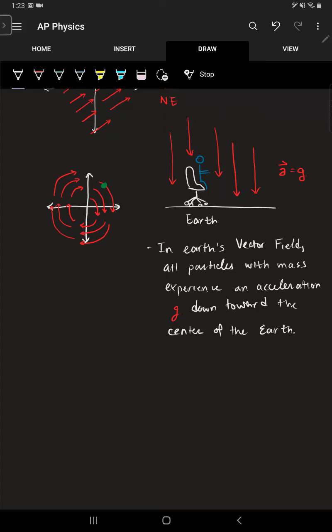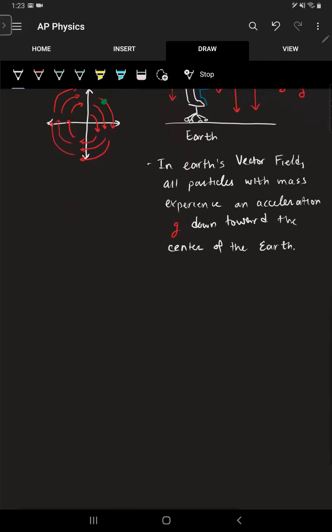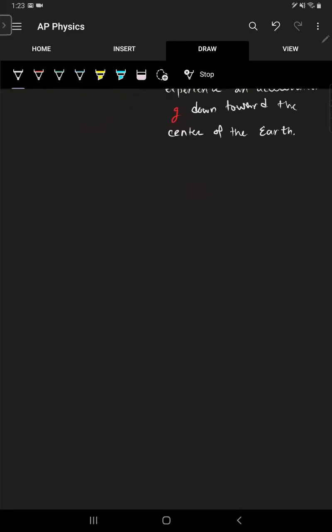The Earth's vector field is a gravitational phenomenon that affects all objects with mass. That's pretty key, because the condition for being affected by the vector field is your mass. There are other examples, such as electrical fields, right? So let's say we have an electrical field.